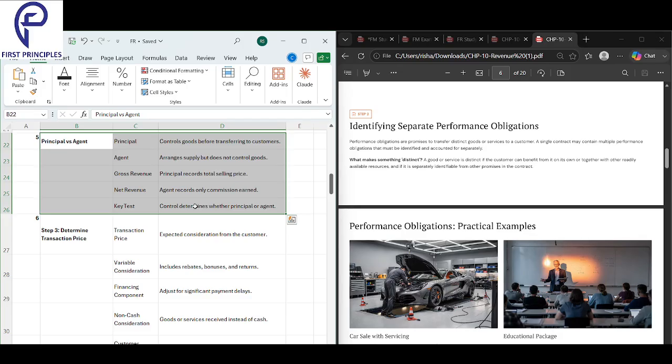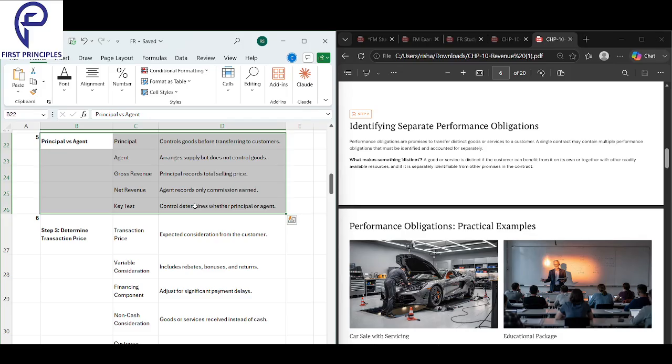Next, gross revenue. The principal records the full selling price, the total selling price. Net revenue. What does the agent record? The agent only records the commission that you earn.